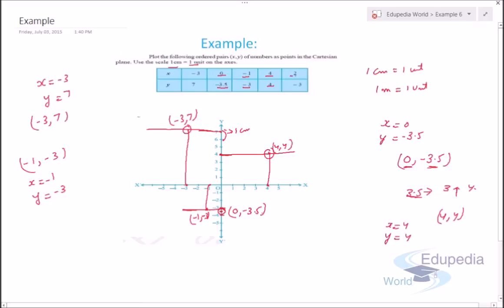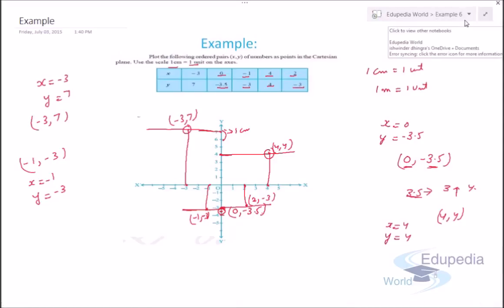The next point is 2 and -3. So x is 2 and y is -3. Again, straight line, straight line. So this point is 2 and -3. This is how you can use the Cartesian system to plot a line or to find a point. You can use the Cartesian system for any kind of location of an object or a point on a plane.